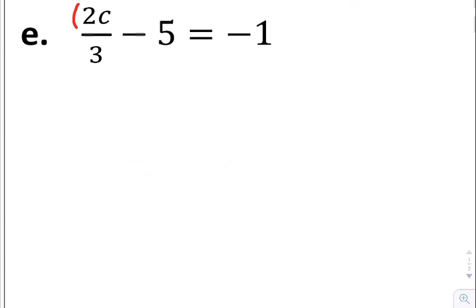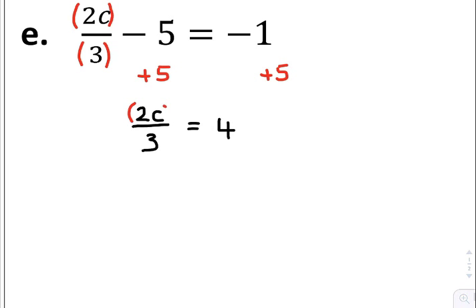Example 1E. Again, I have a fraction, so my first step is to put a bracket around the numerator and the denominator. However, it's not the first thing I'm going to undo. The first thing I'm going to undo is that minus 5, so I plus 5 to both sides, giving me 2c divided by 3 equal to 4. I still have a fraction, so I'm putting in my brackets.